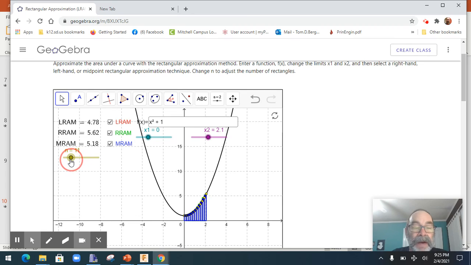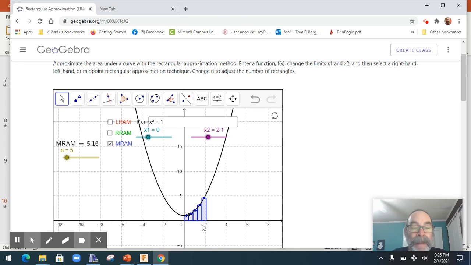Now I'm going to move down here. Here's about 10 bars. We're getting smaller and smaller. We're at 5 bars right there. Notice if I want to click off the midpoint one, I can click right there and you can see what they are. So there's my left-hand one. Notice they hit the top left corner every single time. If I want to see the right-hand one, that's going to be an overestimate. Notice the right-hand side of every rectangle is hitting that curve. And if I want to do the midpoint, there it is right there.